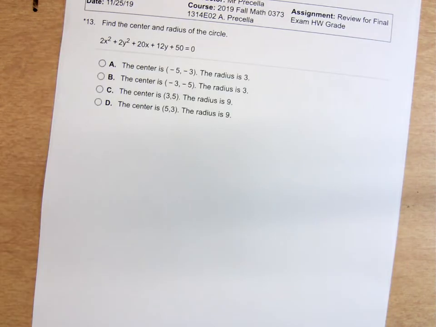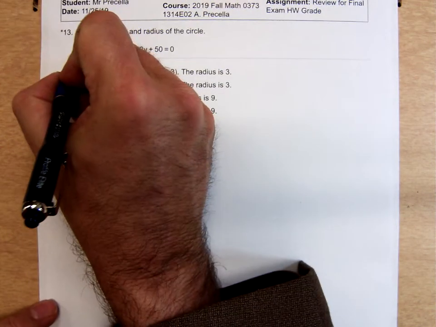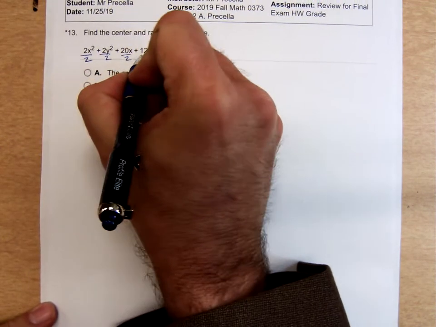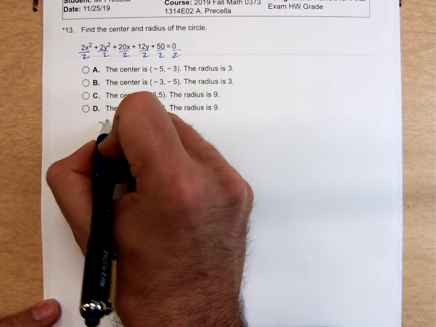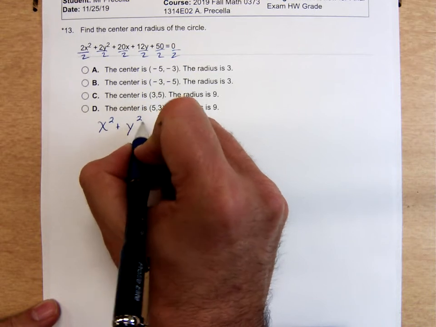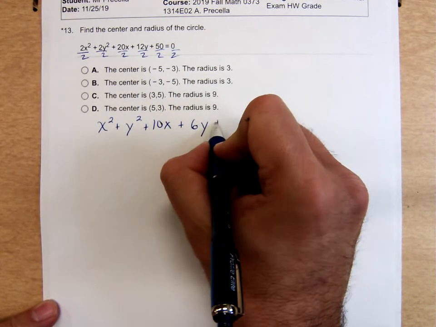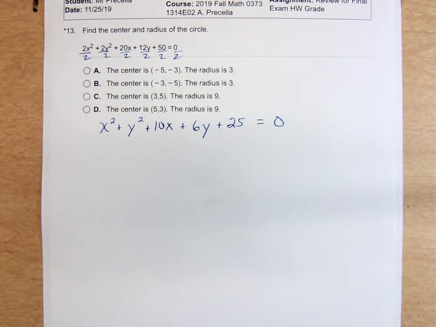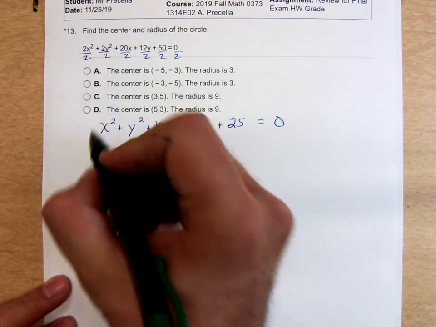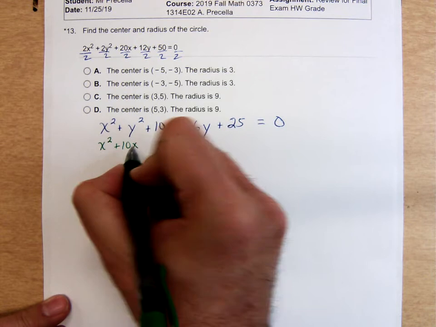So number 13, same thing. You start off, divide straight through by 2. Well, whatever that first number is. So here's the equation. You have an x squared plus y squared plus 10x plus 6y plus 25 equals 0. Group the x's together. So we have an x squared plus 10x plus blank.